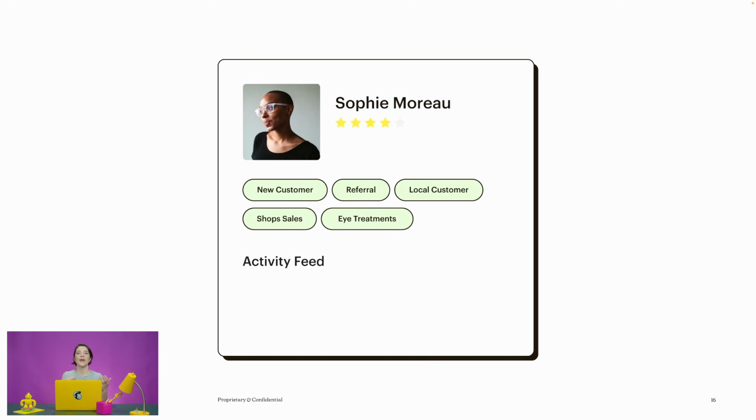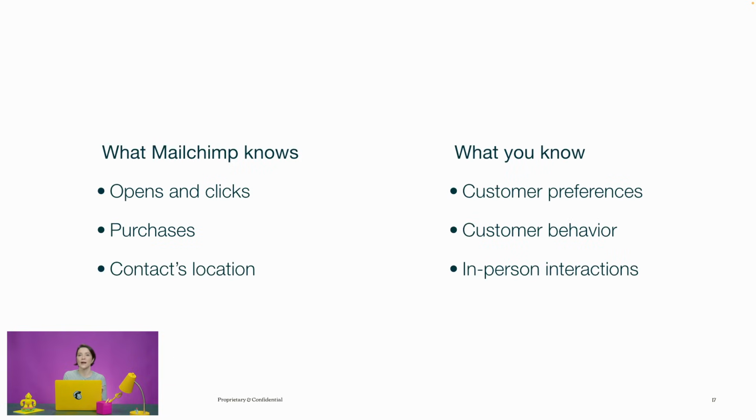Think about it this way. There will always be things you know about your contacts that Mailchimp doesn't know. For example, Mailchimp can track a contact and how it interacts with your campaigns.